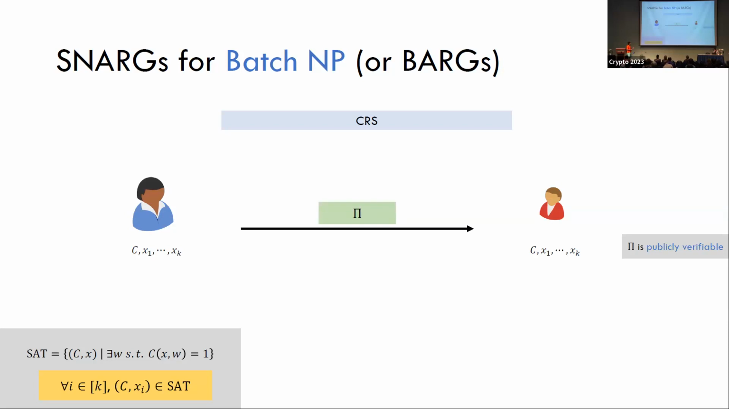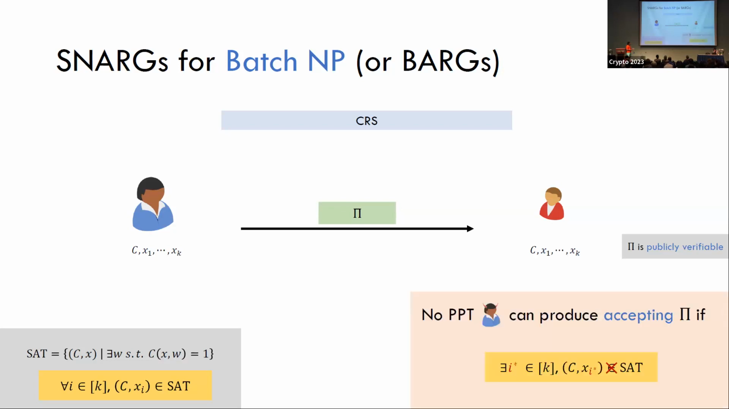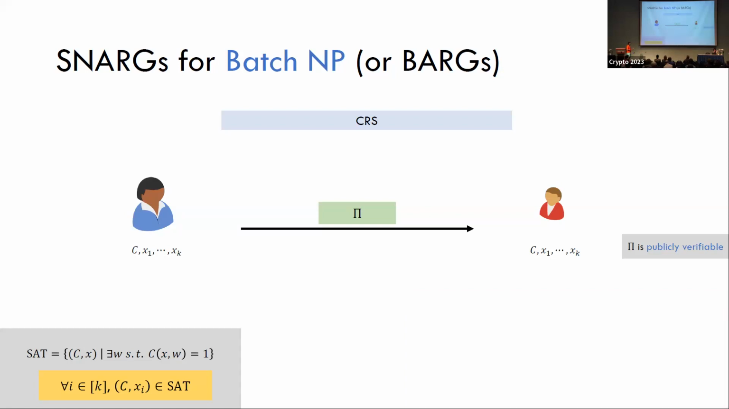Both Alice and Bob have access to the CRS. And the security property here is that no computationally bounded Alice can produce an accepting proof if even one of the statements is false. Without any succinctness requirement, this is actually fairly trivial to achieve. Alice can just send over all the witnesses to Bob, and then Bob can verify.